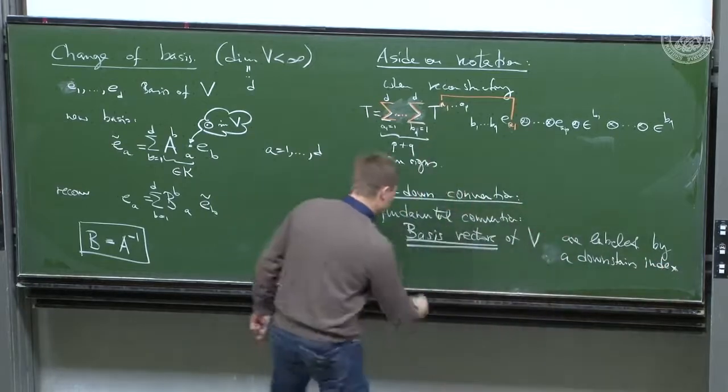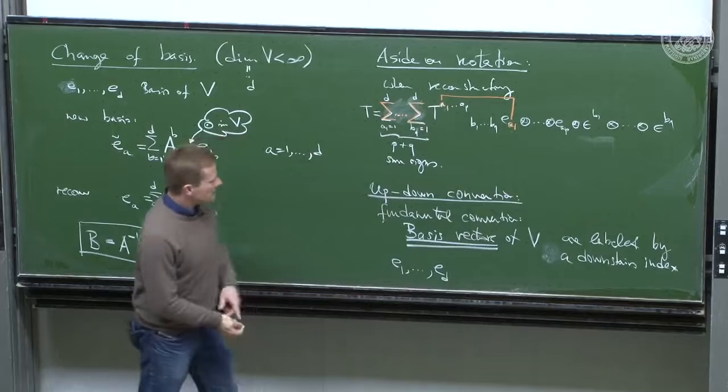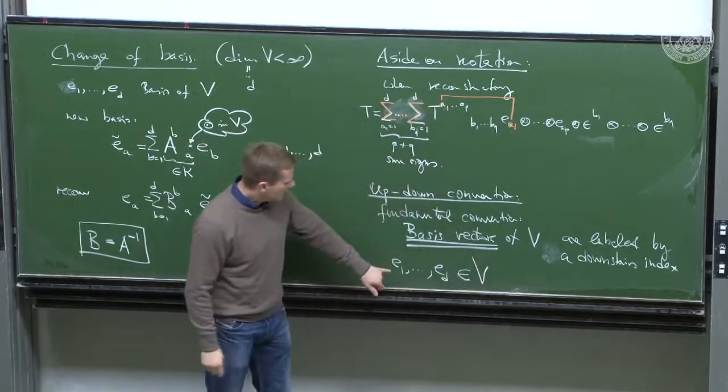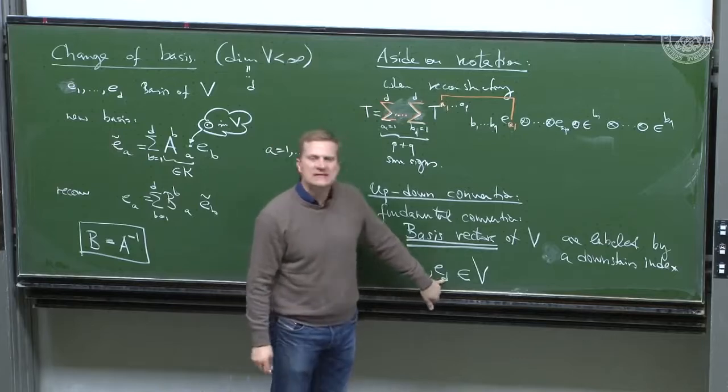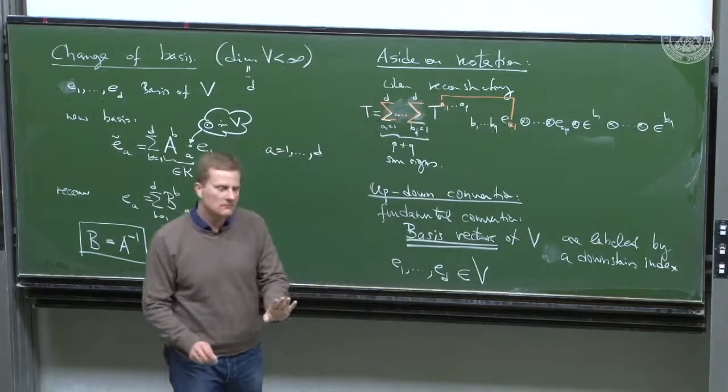And that is what I did. So I wrote E1 to E sub D. Those are not components. Each of those is an element of V. It's the first vector, the second vector, it's the dth vector. That is the fundamental convention.